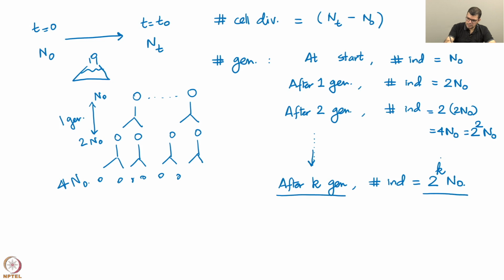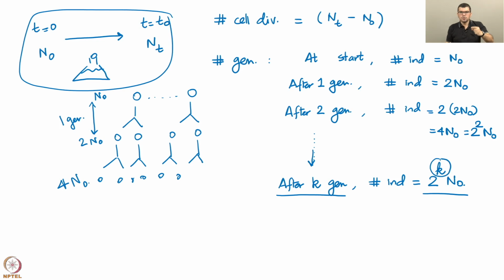And obviously, in the scenario that we are discussing here, it's the value of k that we are interested in, that what would be the number of generations that took place which increased the population size from n naught to nt. And to find that value of k, we simply have to equate these two numbers, and we get 2 to the power k times n naught is equal to nt.